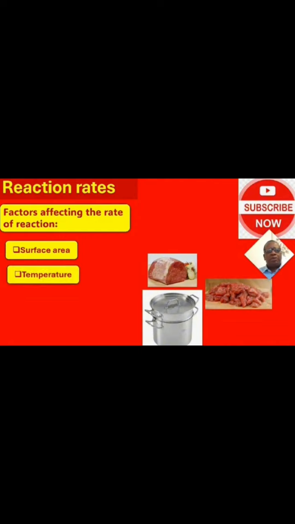Another factor that we might want to look at is temperature. If I am cooking the meat and I increase the temperature, that's why we increase the temperature when cooking. What happens is, if we increase the temperature, the water particles in the pot will gain more energy, and their chances of colliding with meat particles is greater. The frequency of collisions becomes greater. It is always about collisions, right?